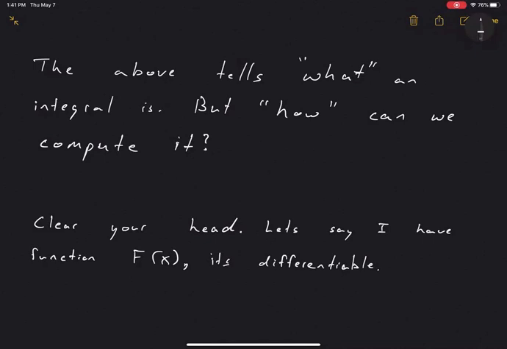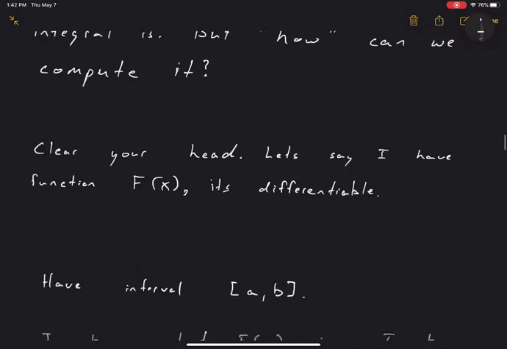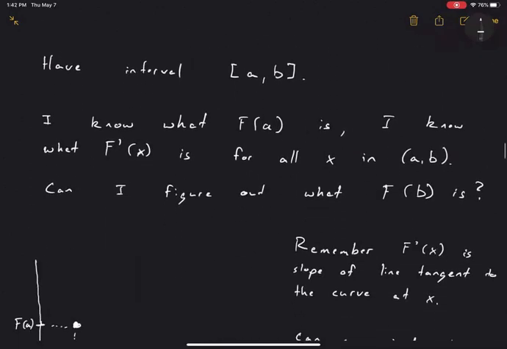Okay, so to explore this connection, let's think of a function capital F of x, and let's say this function is differentiable. Let's say it exists on this interval a, b, and I know what capital F of a is. Let's also assume I know what F prime of x is for all x in that interval a, b. Is this enough information to figure out what F(b) is?